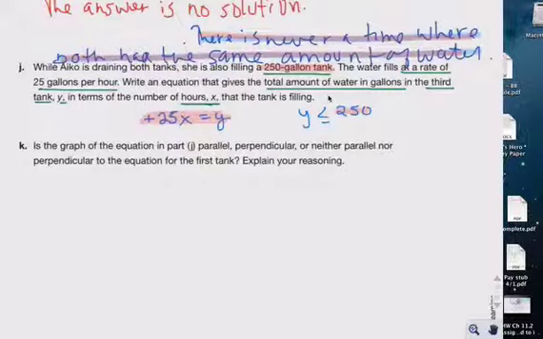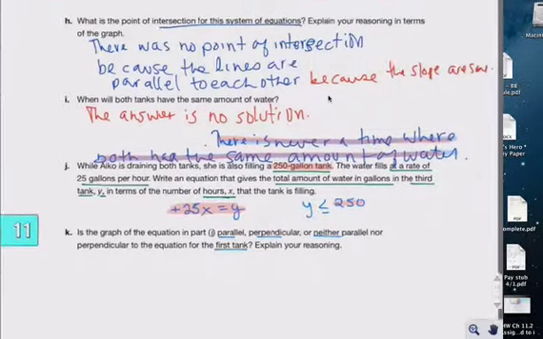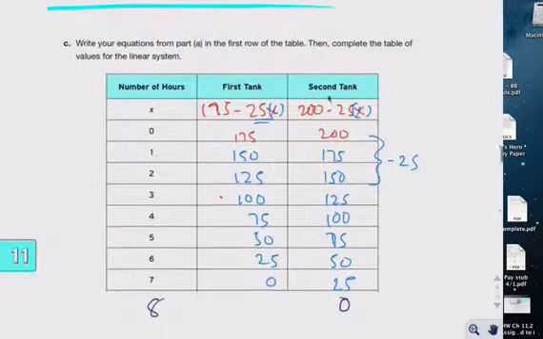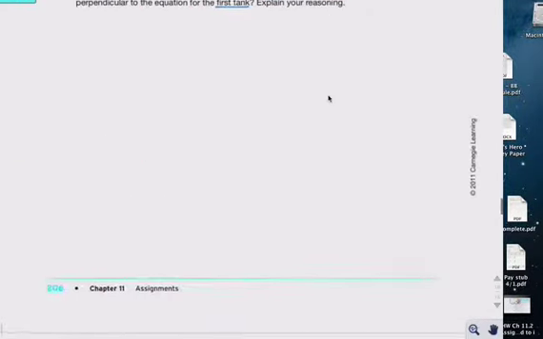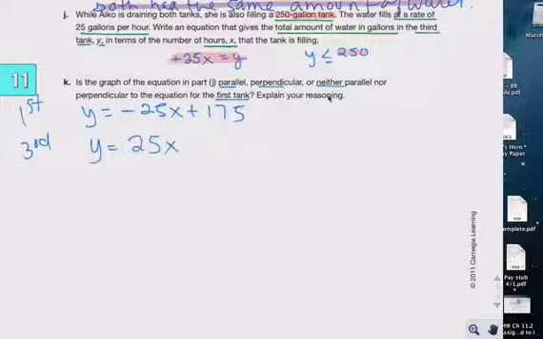So is the graph of the equation parallel, perpendicular, or neither? Okay, so let's look at the first tank. The first tank's equation is 75 minus 25x, or negative 25x plus 175. That's what y equals. In this case, this is the first tank. This is the third tank. The third tank is 25 gallons per hour. Okay?